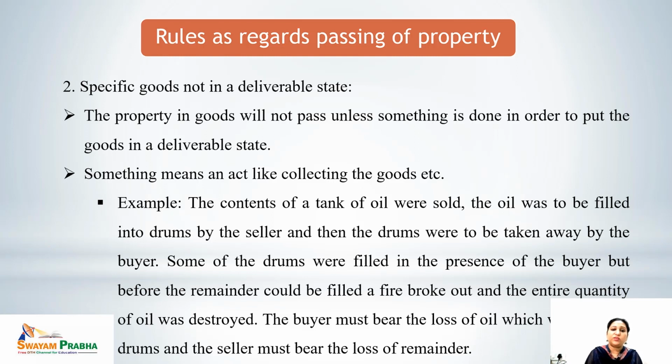This example clearly mentions that the oil which was put into the drums for the purpose of delivery makes the goods into the deliverable state. So the goods which were in the deliverable state were the property of the buyer, and the buyer has to bear the loss for that part. And the oil which was still to be filled in the drums, the owner of the goods was still the seller, because the goods were not in a deliverable state, and the loss for that oil is to be borne by the seller because the goods were not in the deliverable state.